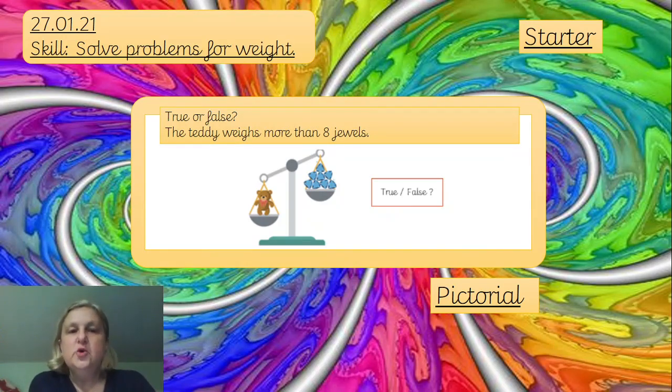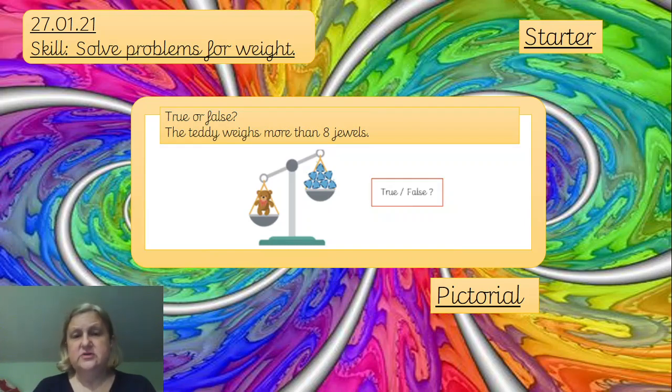So this is the core one today. This is a true or false question. It says that Teddy weighs more than 8 joules. So if you think he does weigh more than 8 joules, then you are going to say that that is true. If you don't think he does, it's false. Have a little look at that and choose what you think is the right answer.